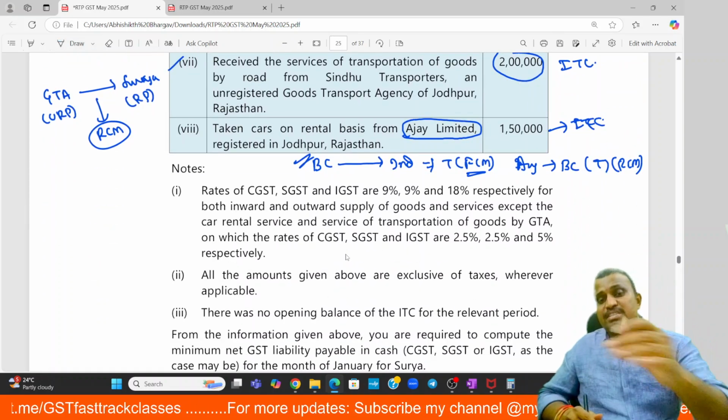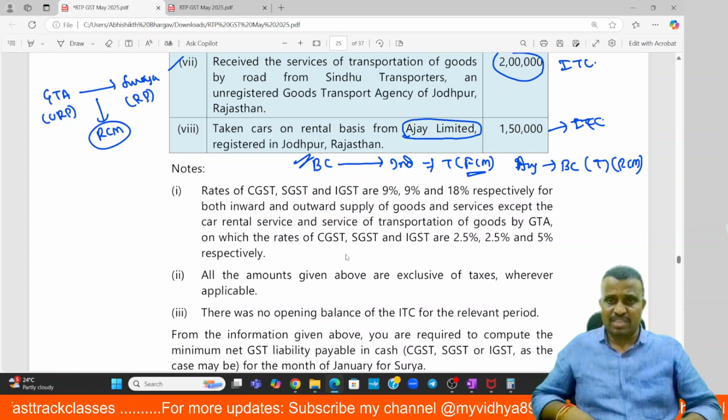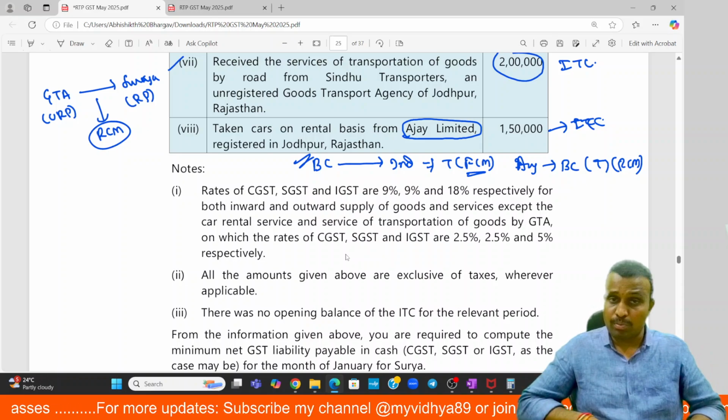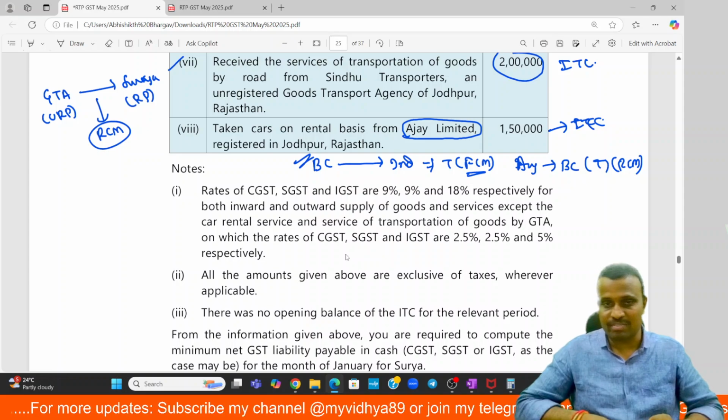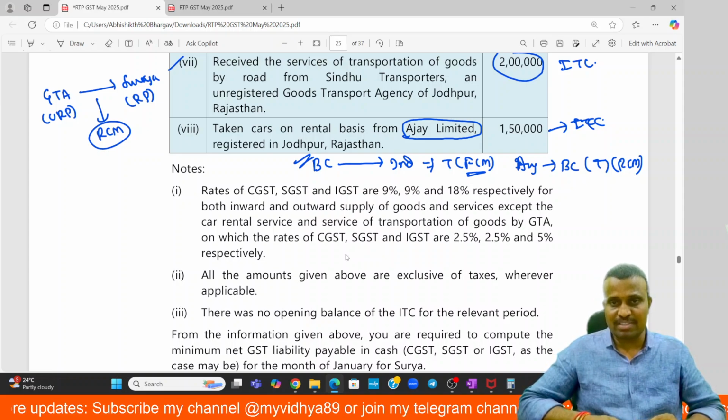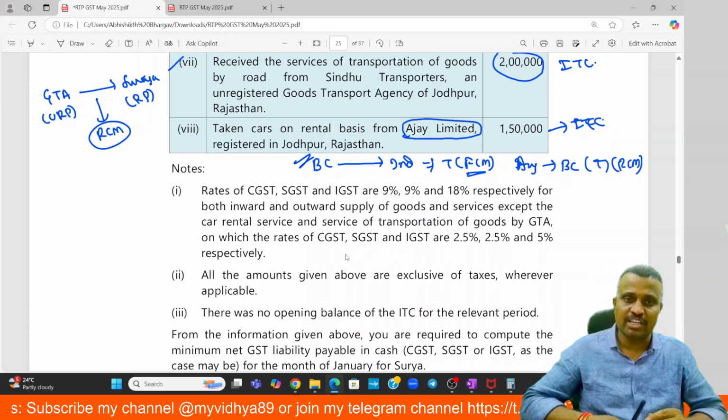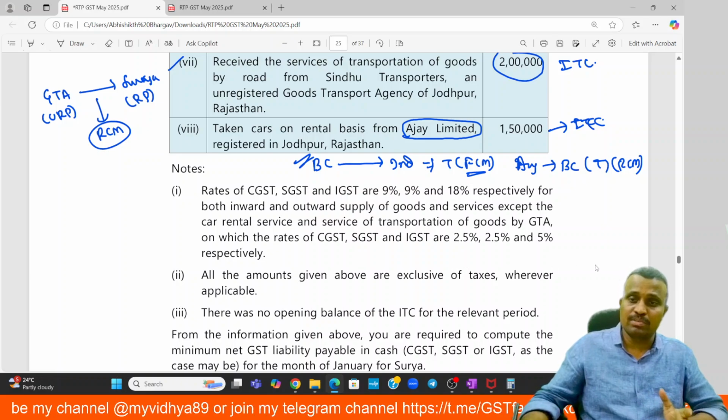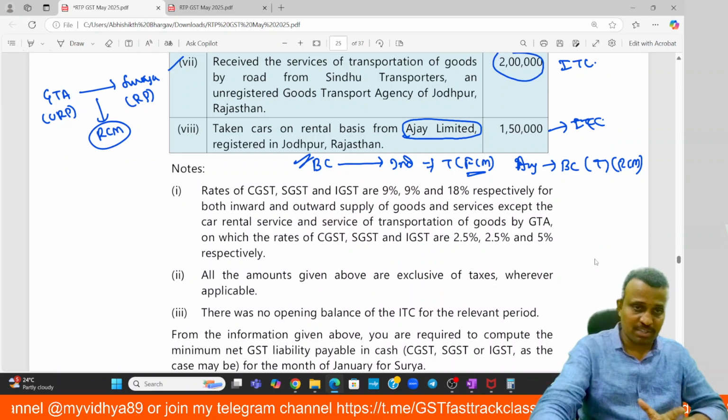And rates of CGST, SGST, IGST are 9%, 9%, 18% respectively for both inward as well as outward supply of goods and services, except for car rental services and services of transportation of goods by GTA, on which rates are 2.5%, 2.5%, and 5% respectively.